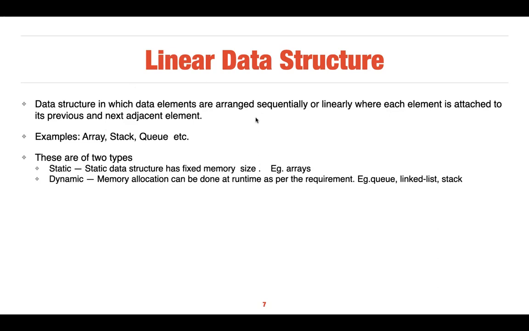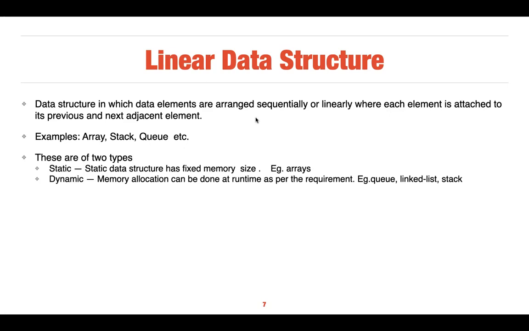So what does that mean? In this type of data structure, all our data elements are arranged sequentially in the memory. Each element will be attached to its next and previous element, so it will create a sequential or linear format. Array, stack, queue, these are examples of linear data structures.